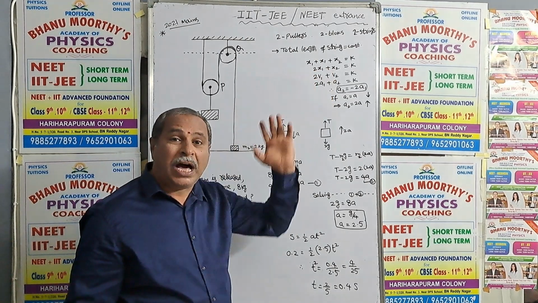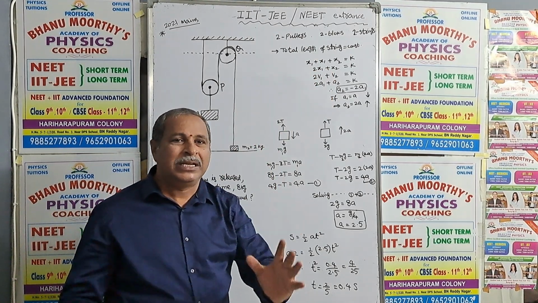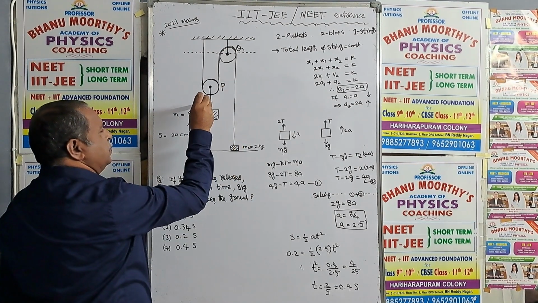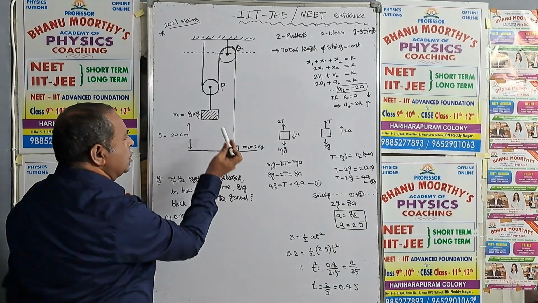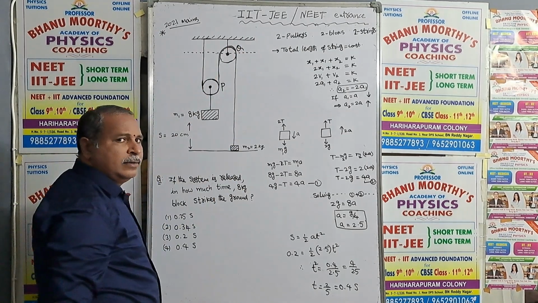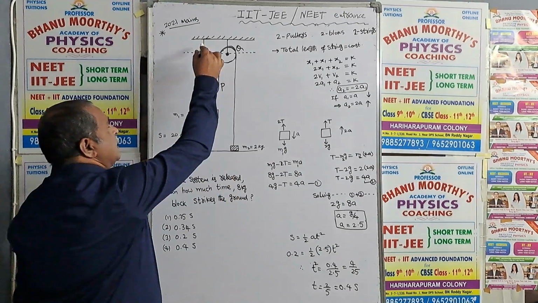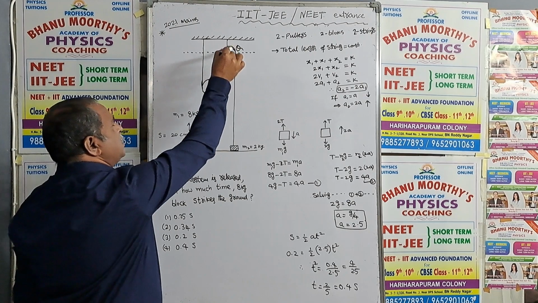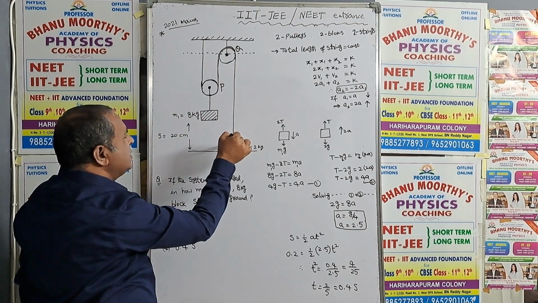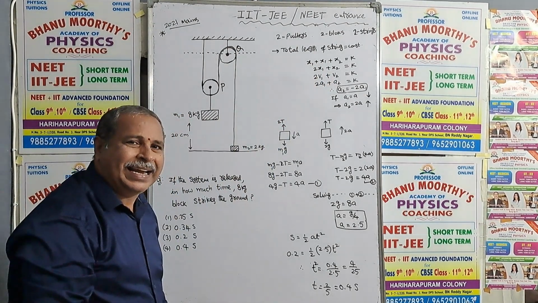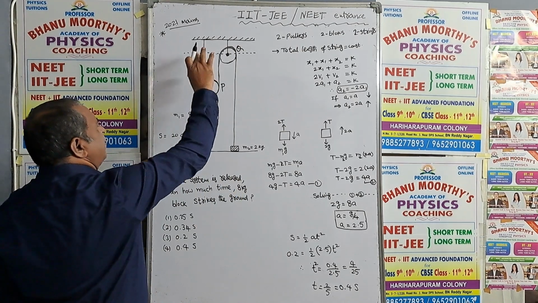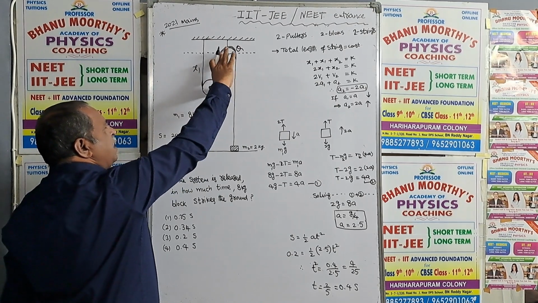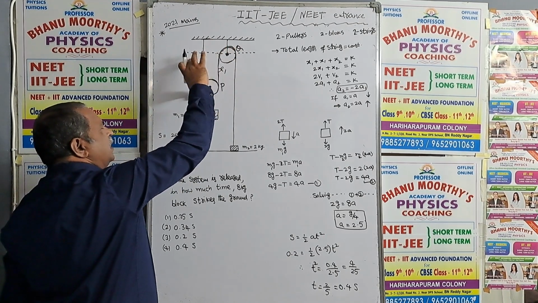Now let us quickly move to the basic concept involved. Here two strings are there, string number 1, string number 2. Two blocks are here, two pulleys are here, P and Q. Now let us take the first string. The total length of the first string passing over the two pulleys is constant. Let us take x1 as the length of the first string, this part, and x1 is also the same here. So these two lengths are equal for the string.